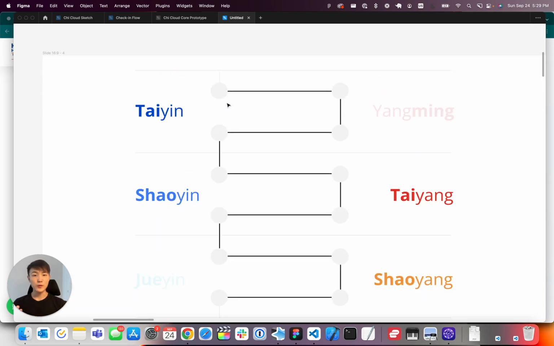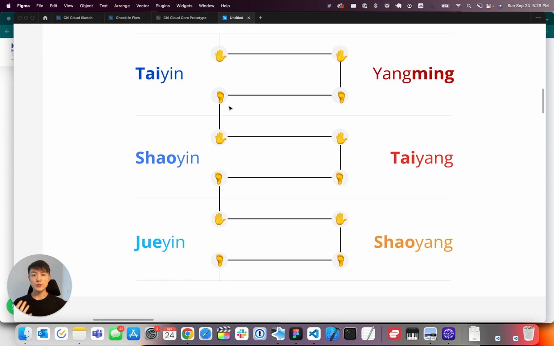And before we go into that, I first just want to talk about the fact that each level has 2 meridians, and each level has 1 hand meridian and 1 foot meridian. So the tai yin has 1 hand meridian, 1 foot meridian. Yang ming has 1 hand meridian, 1 foot meridian, and so on. And so just know that each of these levels have 1 hand meridian and 1 foot meridian.